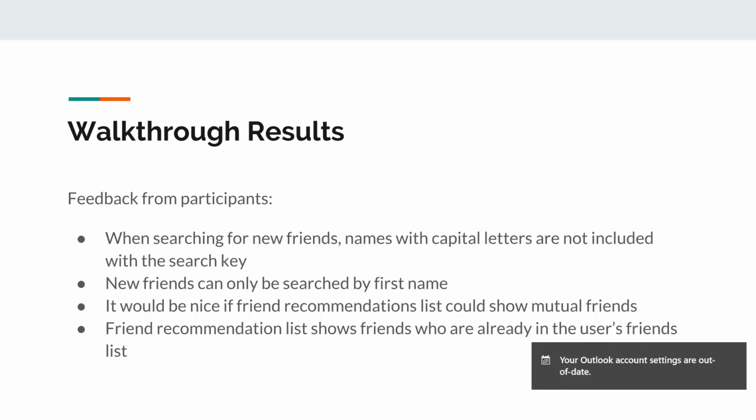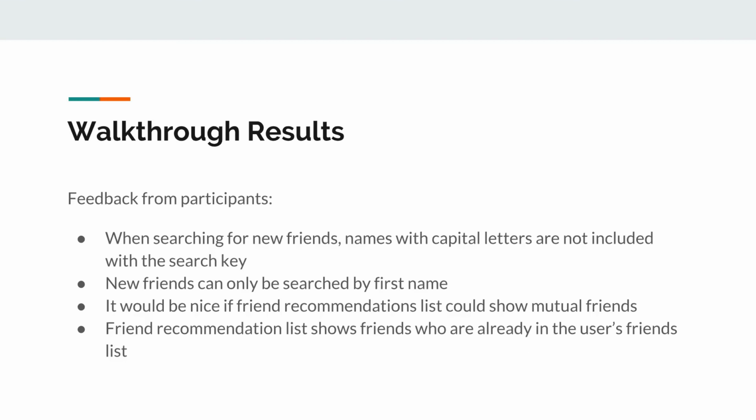Our search only searches by first name. We can't search by first name and last name because that would require another hash table. For friend recommendations, we only show the friends. We don't show how many mutual friends or any data about that friend because it would take up too much space in the program, and it'd be kind of cluttered to see all that information. The friend recommendation list also showed friends who are already in the user's friends list. So we fixed this pretty easily, and it's fixed in our code.